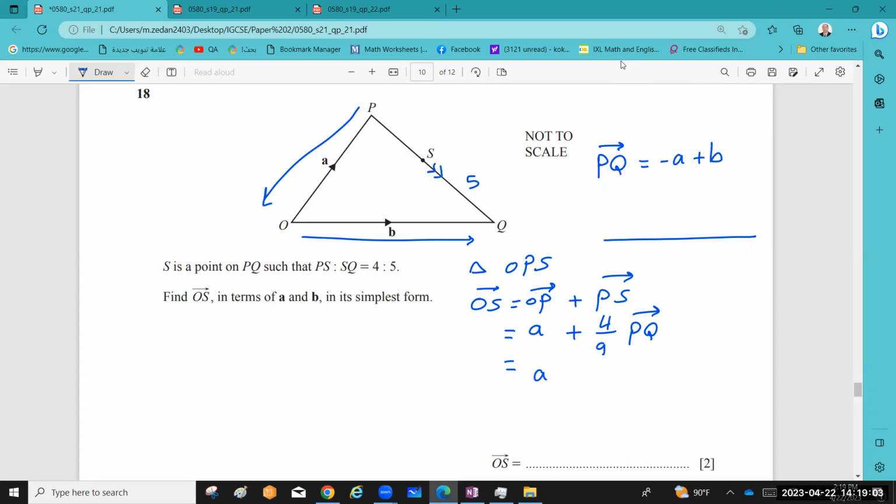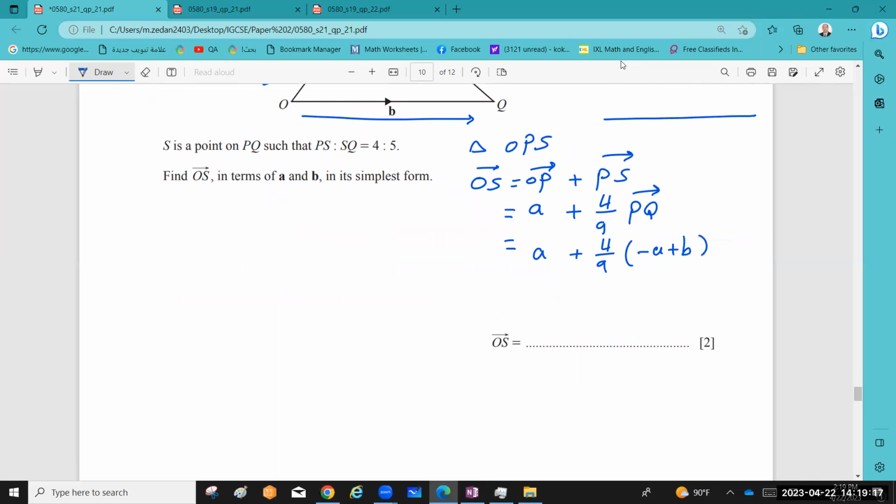So I have A plus 4/9 of PQ, and PQ here is negative A plus B. After simplification, you can find the answer A plus negative 4/9A plus 4/9B. Final answer is A, not A, sorry, A plus negative 4/9 is 5/9A plus 4/9B. And this is the answer.